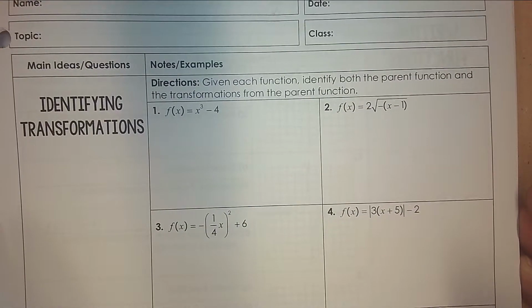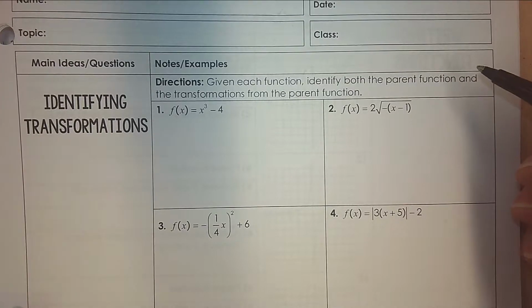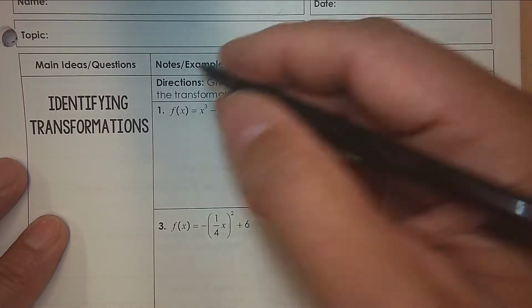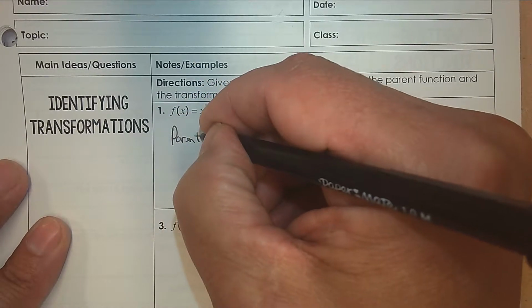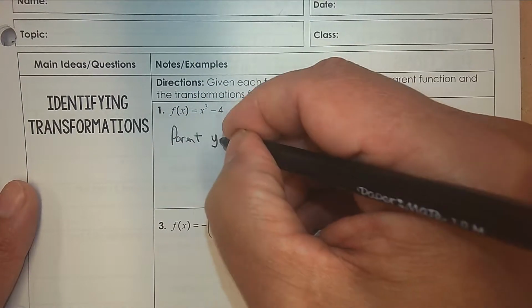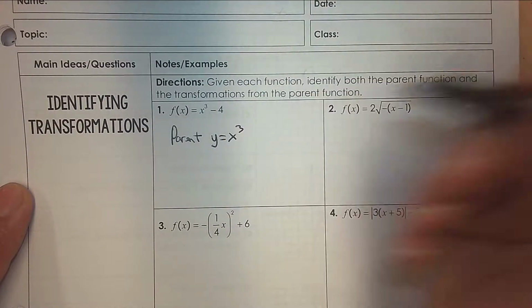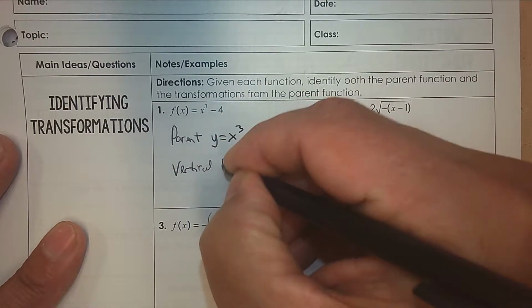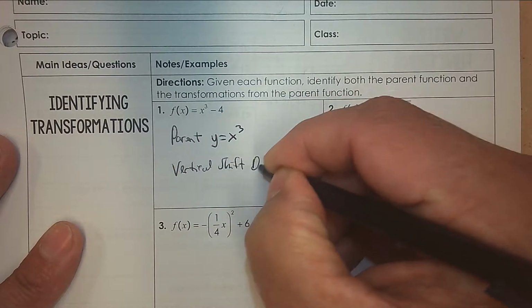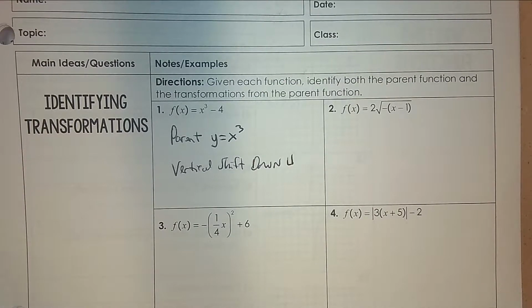Now let's actually practice. Can you, given the function, identify the parent and the transformation for it? So when I see the parent here, the parent is y equals x cubed. And what happened to the parent? It's a vertical shift down 4. So I look and I see subtracting outside of it. For a cube function, inside you'd have to see parentheses.